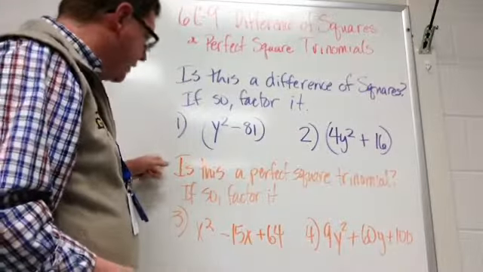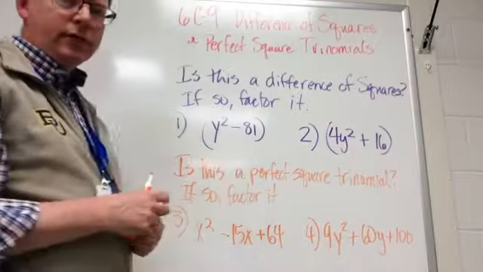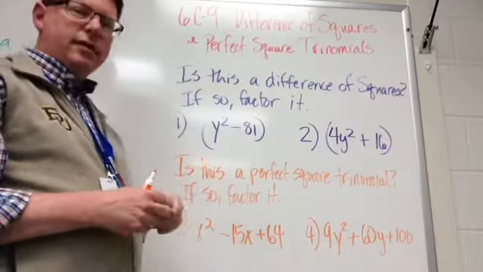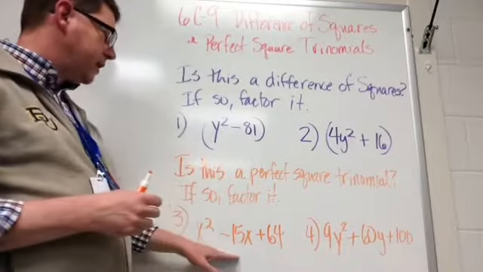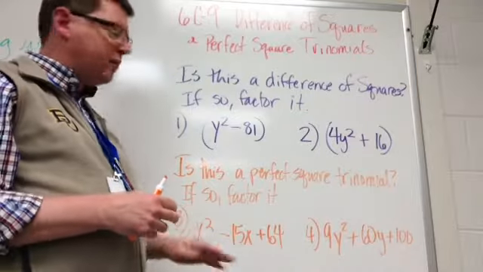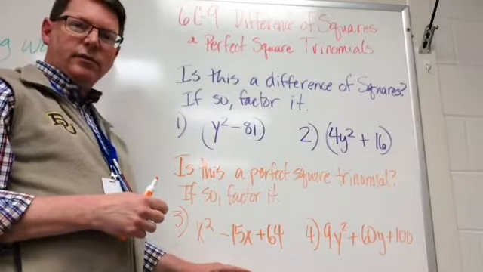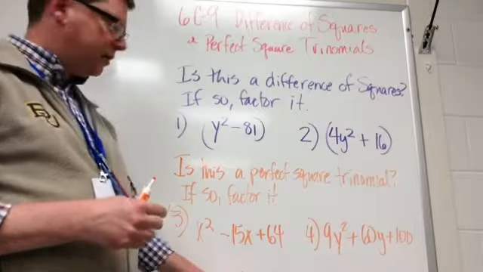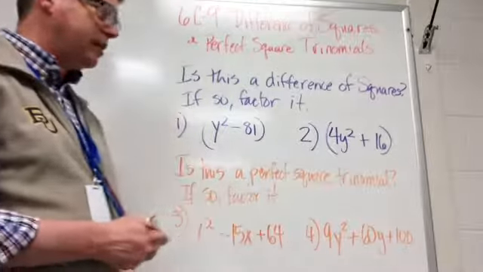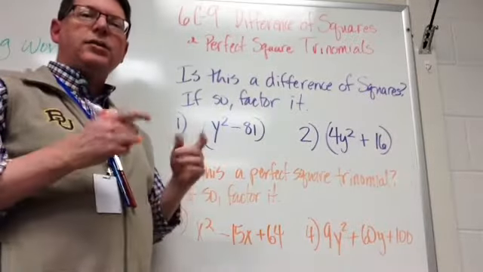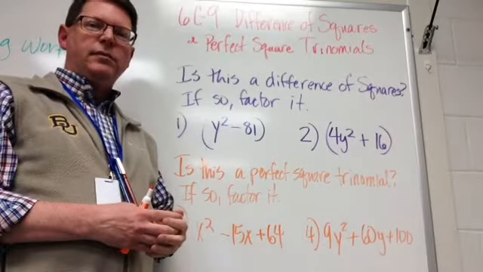For the second part, is this a perfect square trinomial? If so, factor it. So the first one is x squared minus 15x plus 64. First, tell me, is it a perfect square trinomial? If it is, then factor it. The second one is 9y squared plus 60y plus 100. Make sure you have those done before you come to the math workshop.